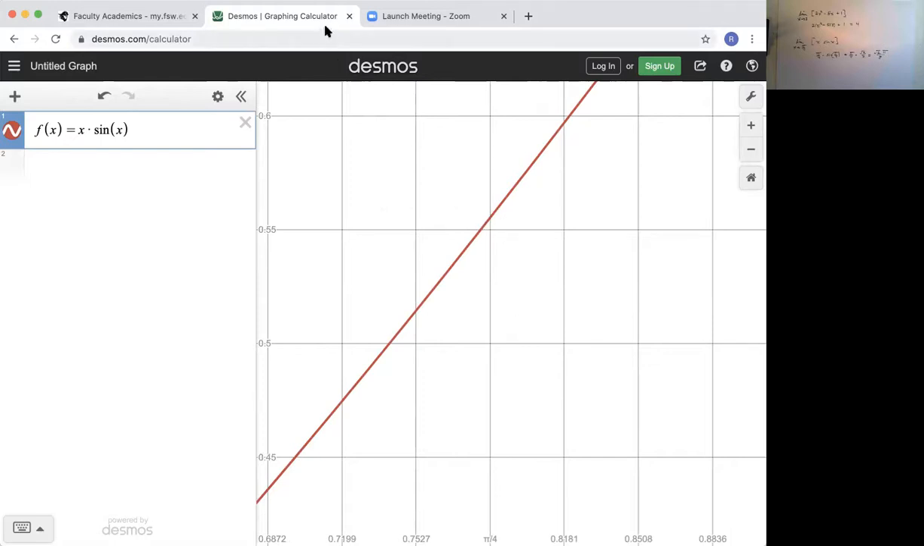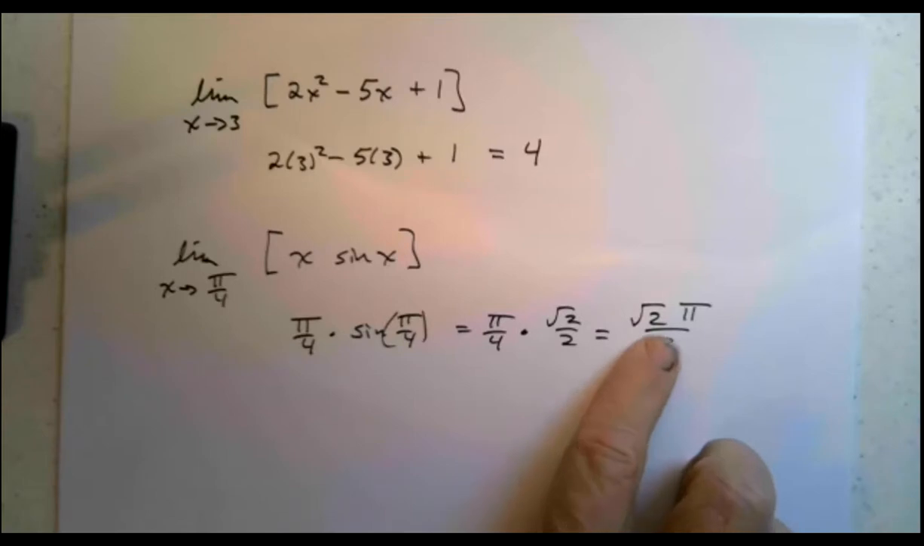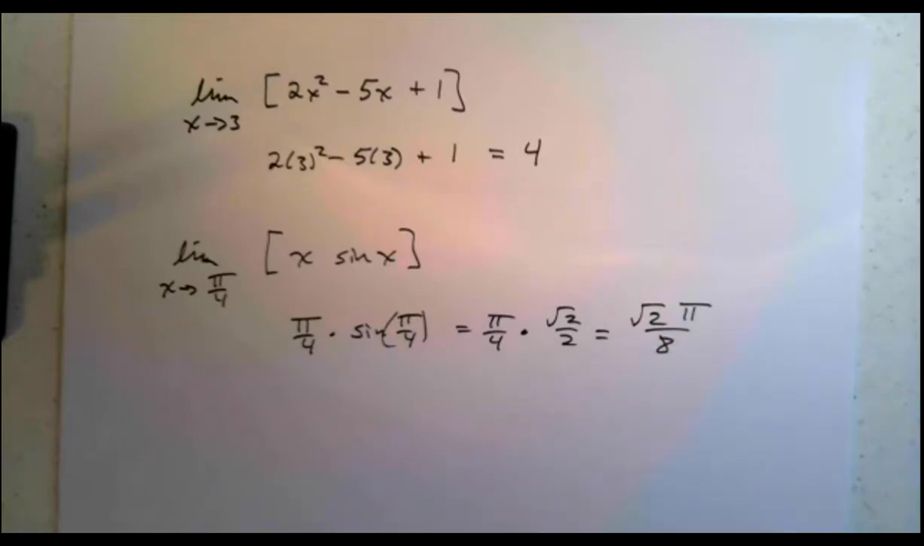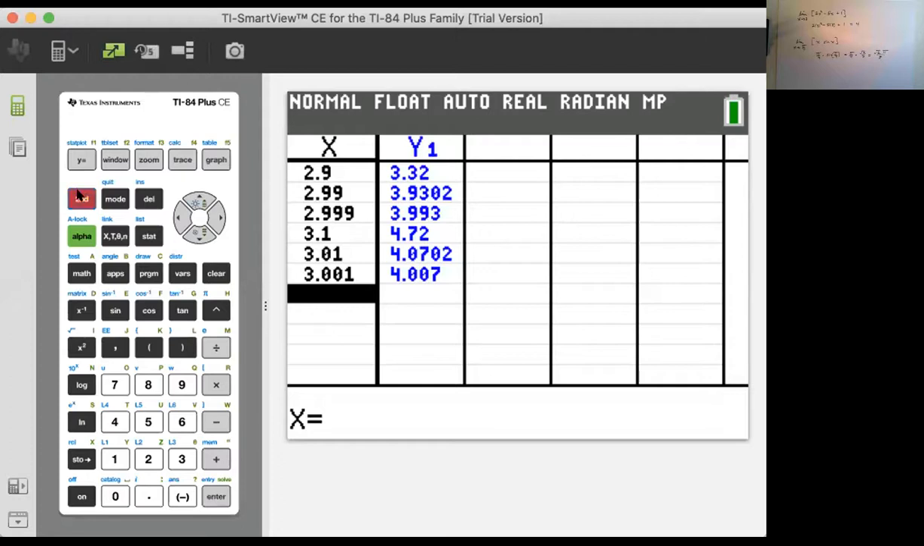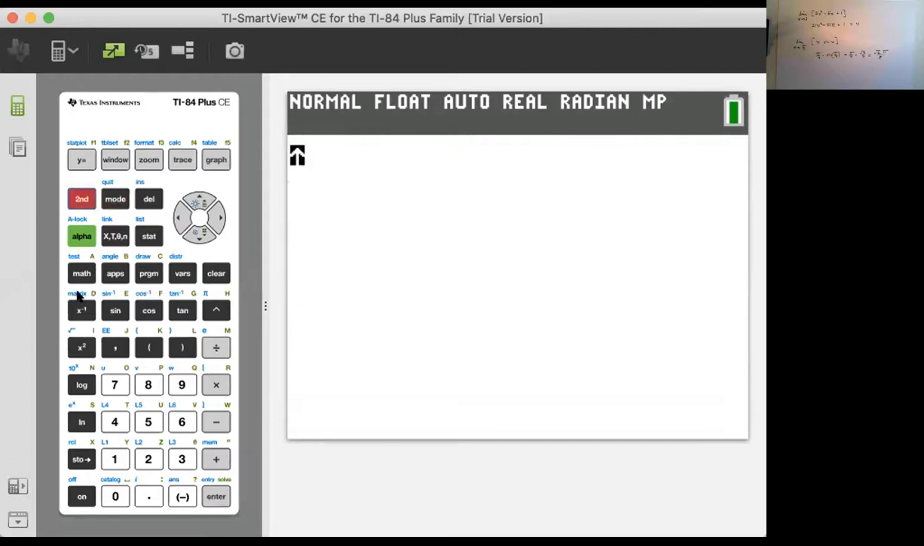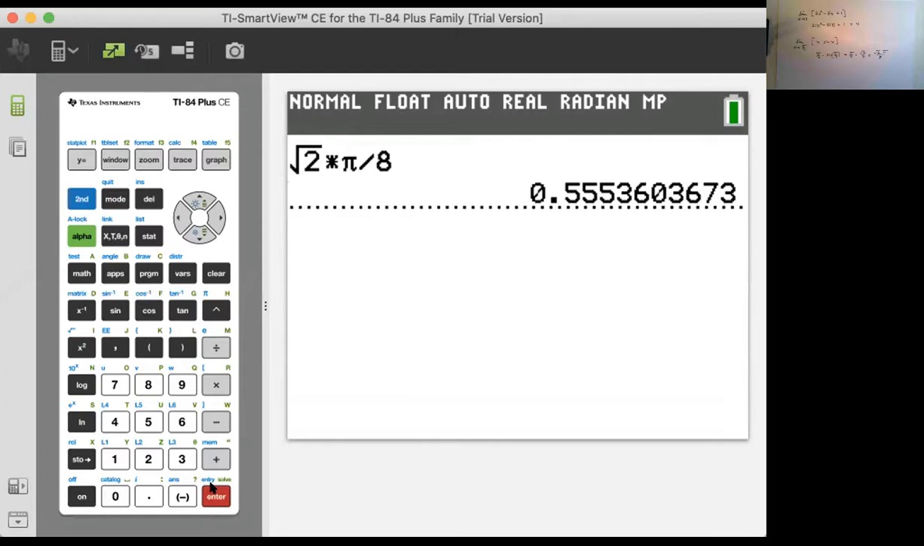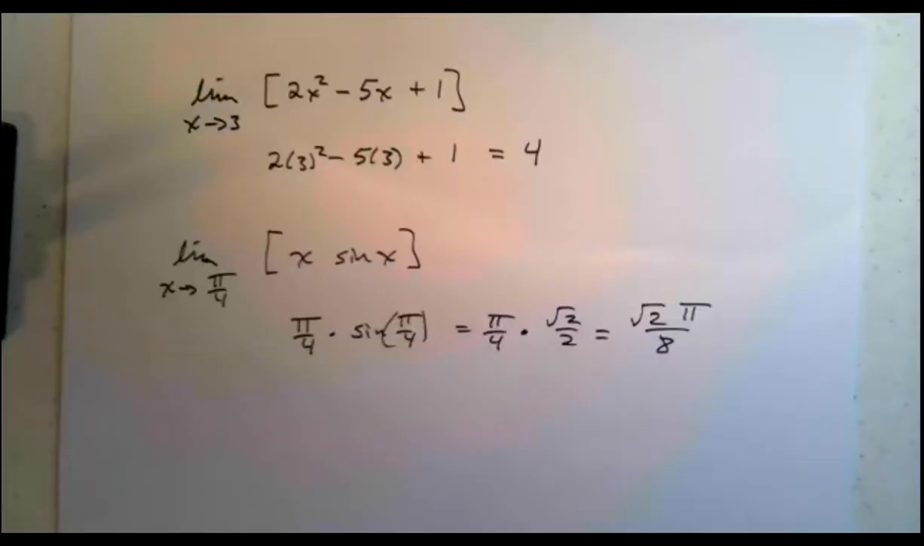Now, when we did it by hand, by plugging in, we thought it was root 2 pi over 8. So let's jump to the graphing calculator and see if that's in the 0.55 range. So we want the square root of 2 times pi divided by 8. And we hope it's around 0.55 based on our picture. And sure enough, it is. So that reinforces our work. And again, the issue is we have a continuous function, so it is fair for us to plug in values.